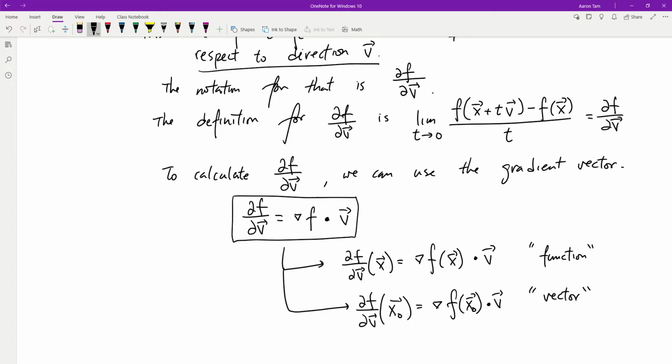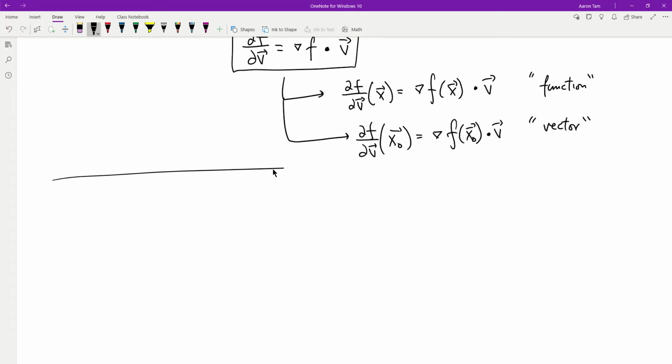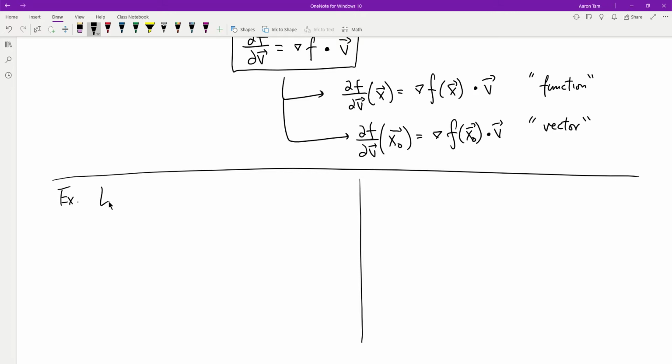Now, let me show you how this works. It's actually pretty straightforward. So imagine the following. Imagine I ask you to do this. I'm going to show you something next to it. Suppose I have this function right here.